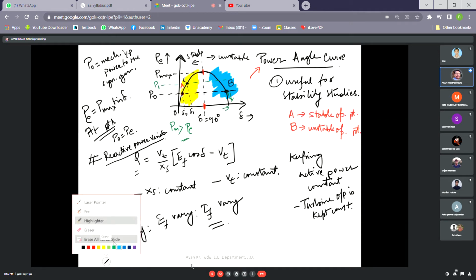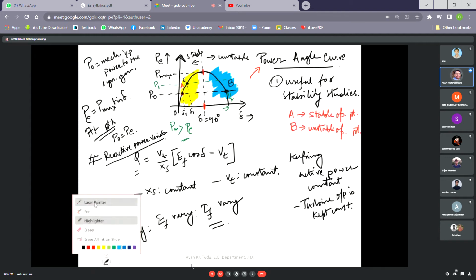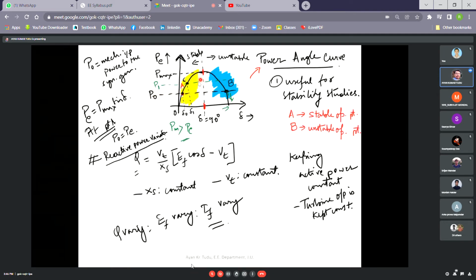As you can see, we have taken P0 here. This P0 is the mechanical input power to the synchronous generator. If this is kept constant, then with respect to this power angle curve, the points where the curve intersects this mechanical input power line, we can see there are 2 points. What are the 2 points? Point A is known as our stable operating point, and point B is known as our unstable operating point.